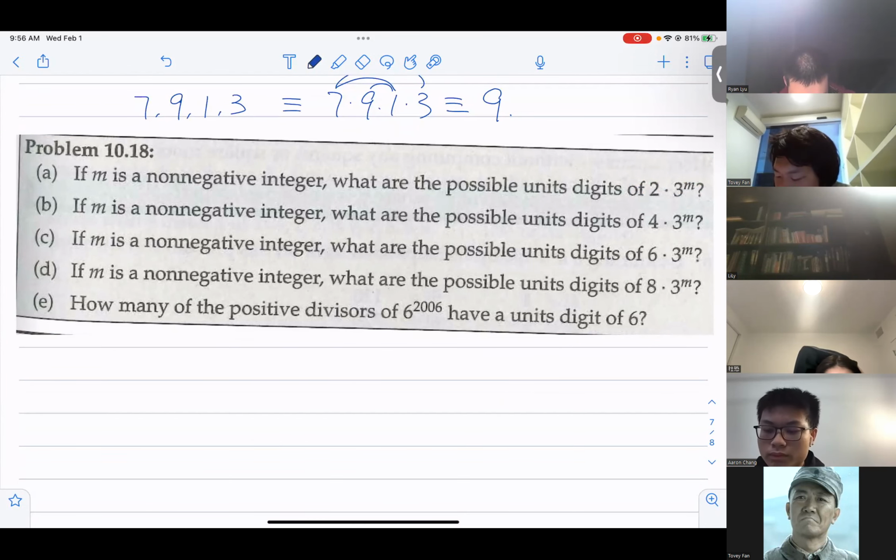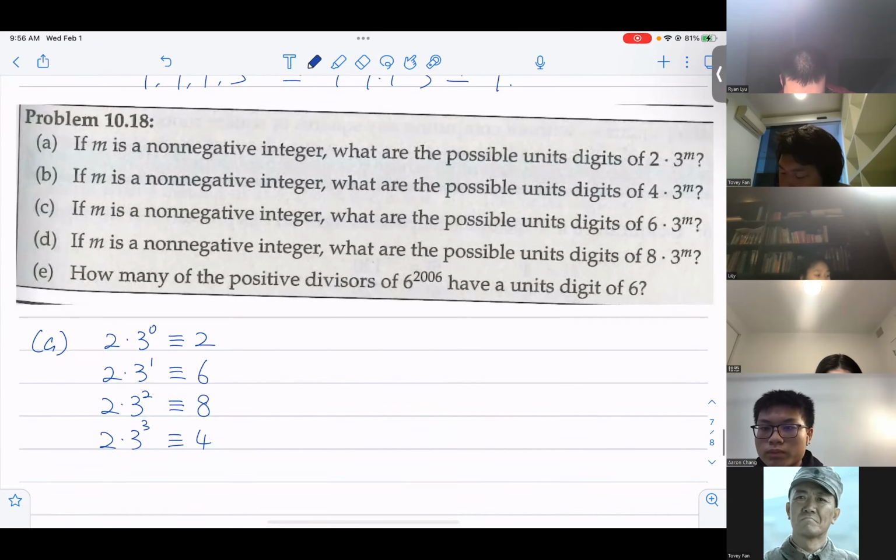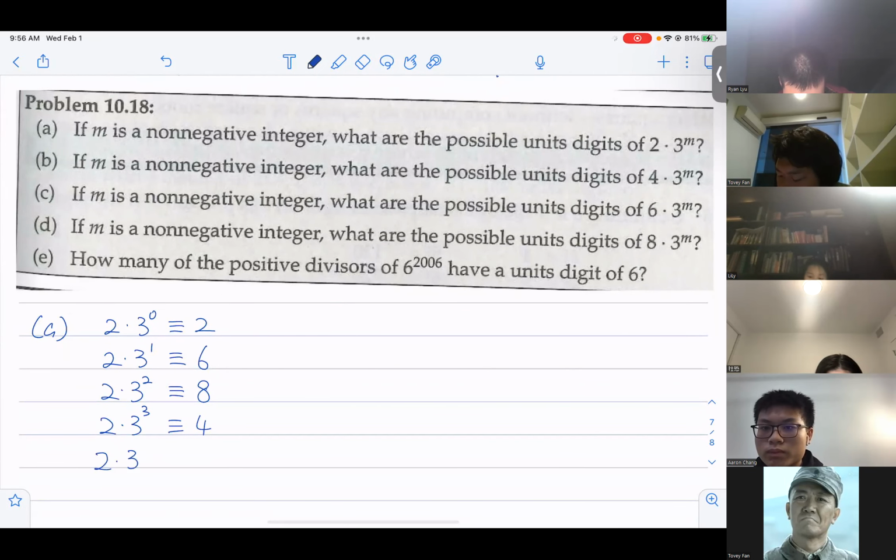It's not hard. So for question A, we do 2 times 3 to the 0th power. That's going to be 2. So we have a 2 here. 2 to the first, 2 times 3, that's 6. 3 squared, 2 times 9, that's 18, so 8. 3 cubed, just times another 3, right? 8 times 3, 4.